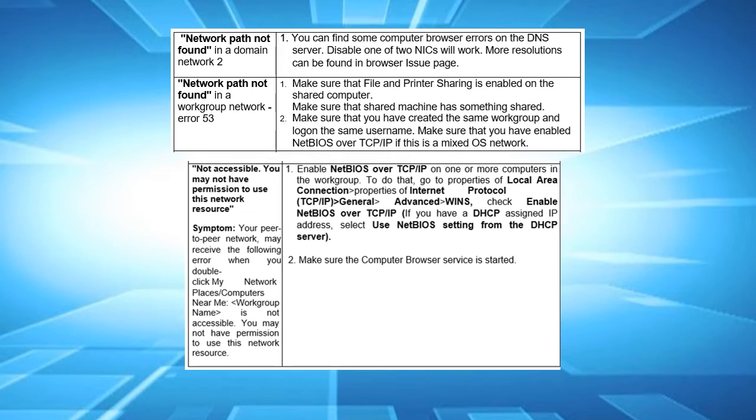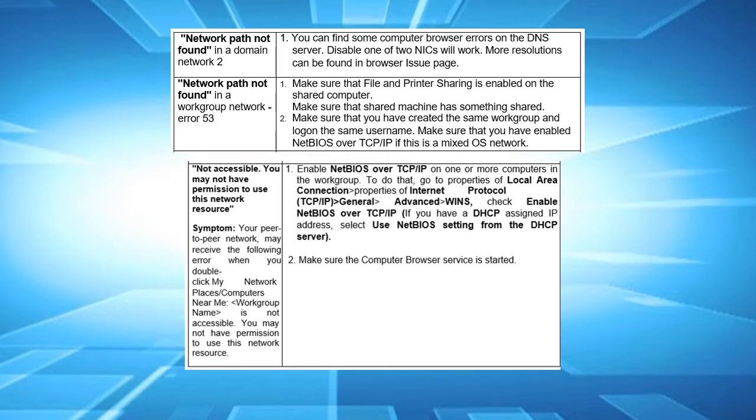Then another network error: "not accessible. You may not have permission to use this network resource." The symptoms: your peer-to-peer network may have received the following error when you double-click My Network Places or Computers Near Me: "Workgroup name is not accessible. You may not have permission to use this network resource."